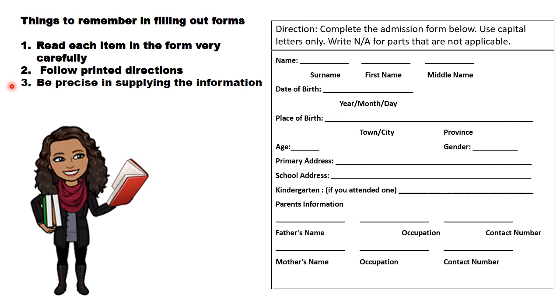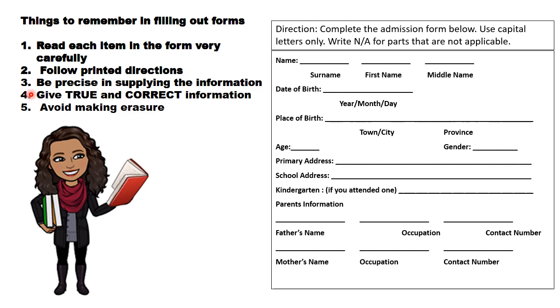The next thing that you must remember is to be precise in supplying the information. Write only what is being asked, but always remember to take time. Number 4, give true and correct information. Writing false or incorrect information will hinder or slow down the processing of the form. Also, it is bad to give false information.